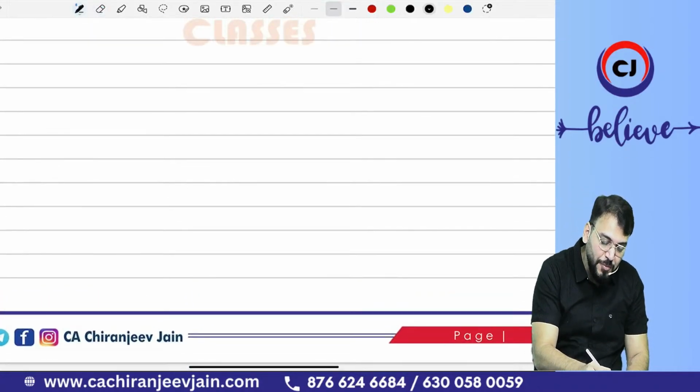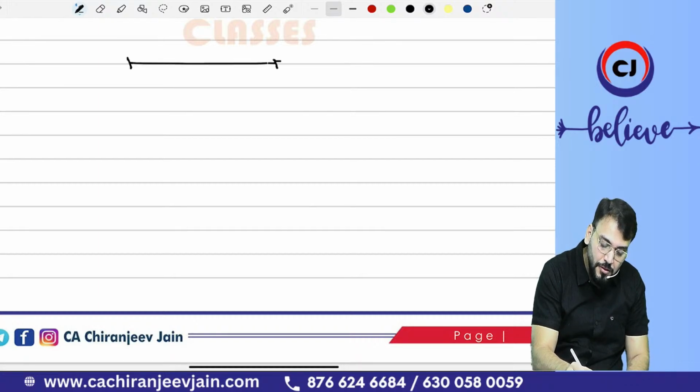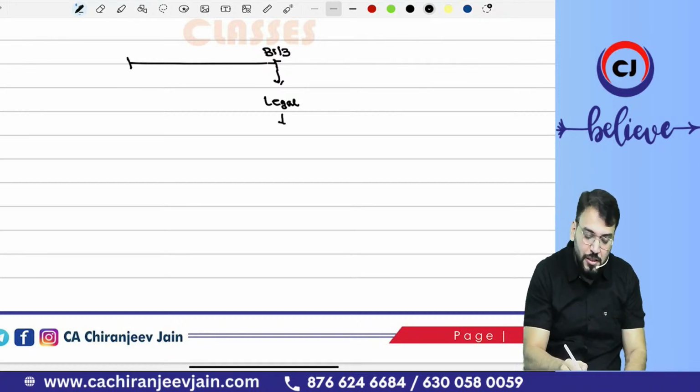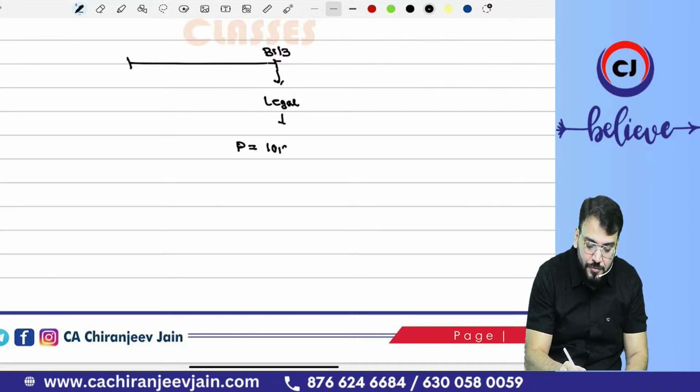Suppose this is 31st March. A legal case was going on, and all the conditions were satisfied, and you have measured the amount of provision. Suppose as per the best estimate, the amount of provision will be 10 lakh. Understood?